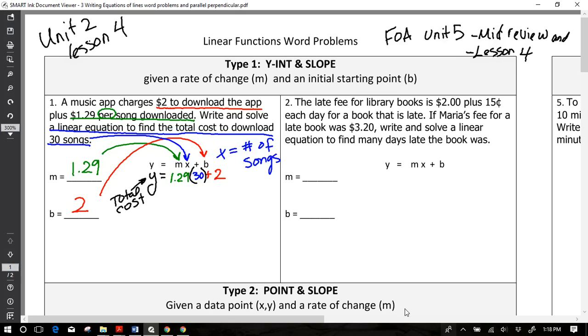All right, so I'm going to use my calculator to help me out. I have $1.29 times 30, which gives me $38.70. And then I need to add 2 to that. So $40.70 would be the total cost to download 30 songs. What I'd like for you to do now is to try to identify the slope and the y-intercept for number 2 and see if you can set up the equation.